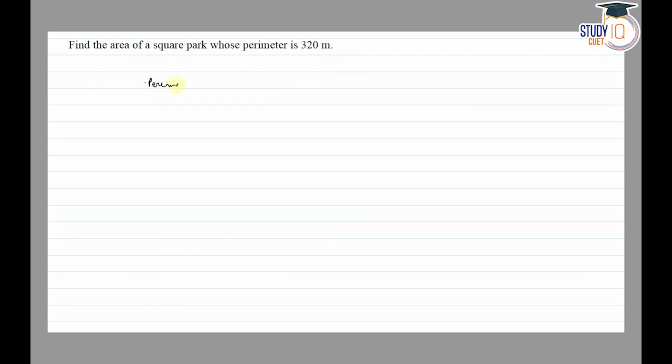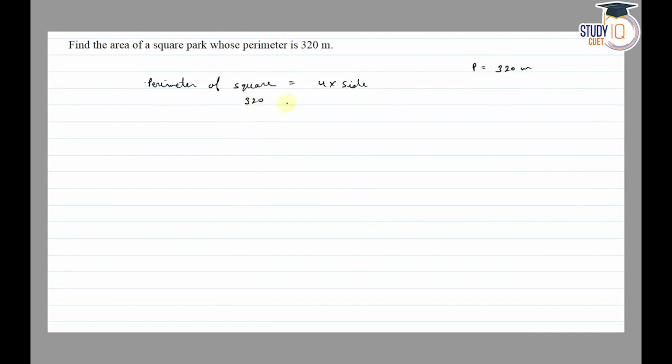Perimeter of a square, इसका फॉर्मूला होता है हमारे पास 4 into side. So ये हमें given है perimeter of square. इसे हम P से डिनोट करेंगे. हमें given है 320 meter.